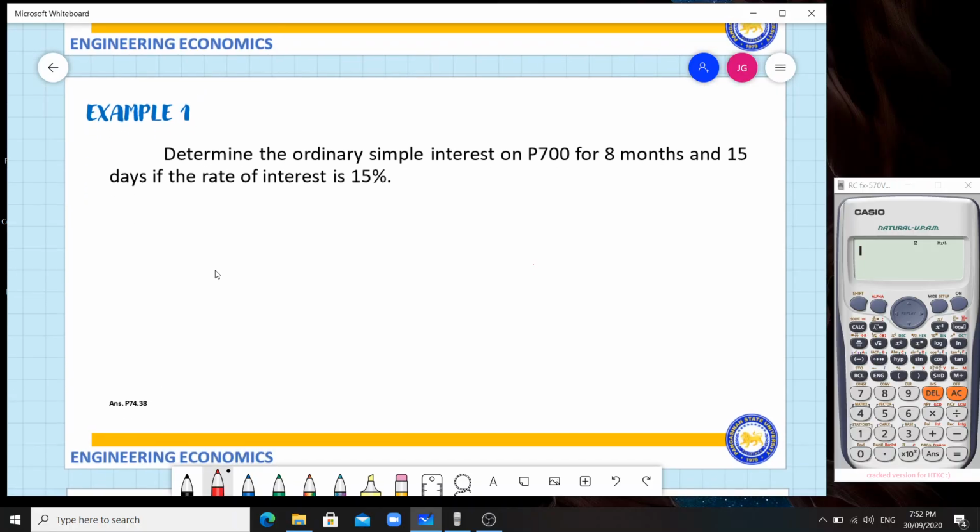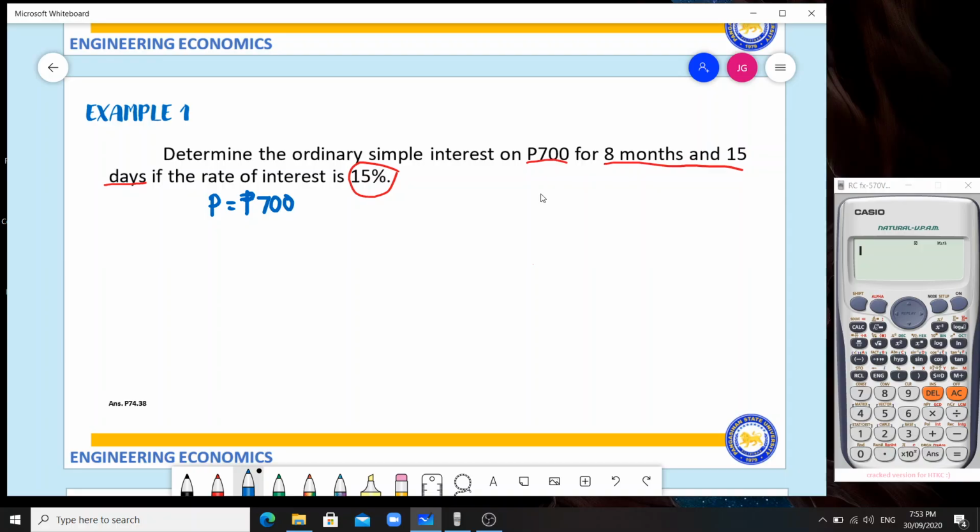So, example, determine the ordinary interest on 700 pesos for 8 months and 15 days if the rate of interest is 15%. So, anong mga given natin? Meron tayong given na principal that is 700 pesos. Importante sa economics guys is alam nyong i-label yung given. Kasi kapag hindi nyo po alam i-label yung given, dun po magkakaroon ng problema.